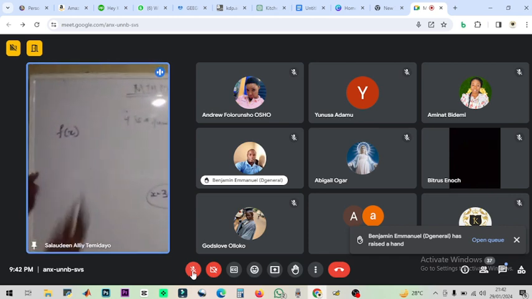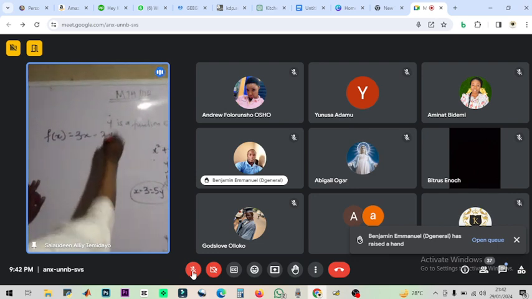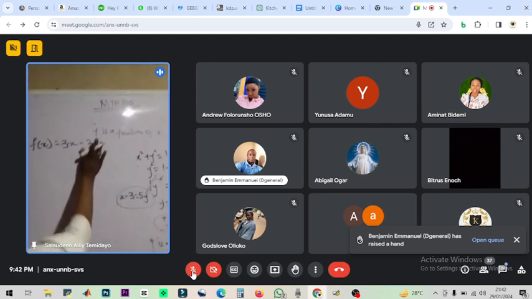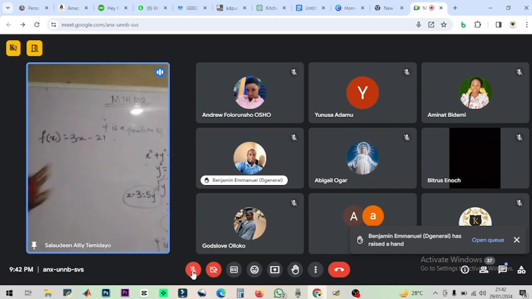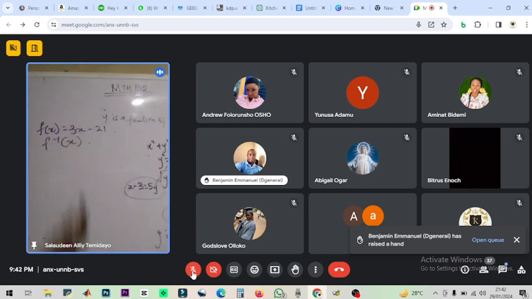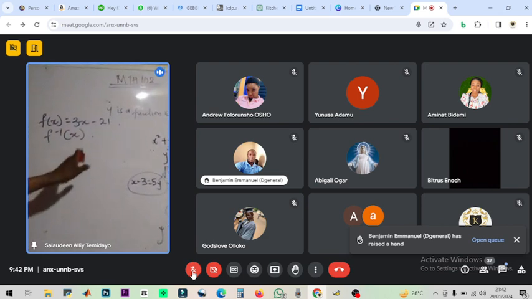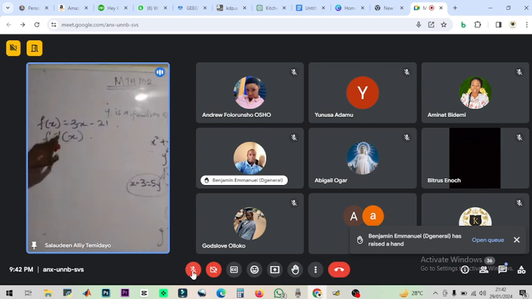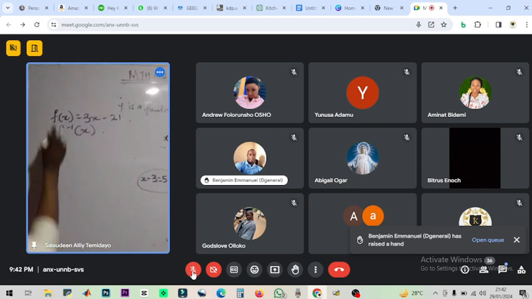f of x equals 3x minus 21. Find the inverse. Let's take it this way. Find the inverse of f of x. That means f inverse of x. Look at what it is written: f raised to the power of minus 1 of x. So the solution comes this way.